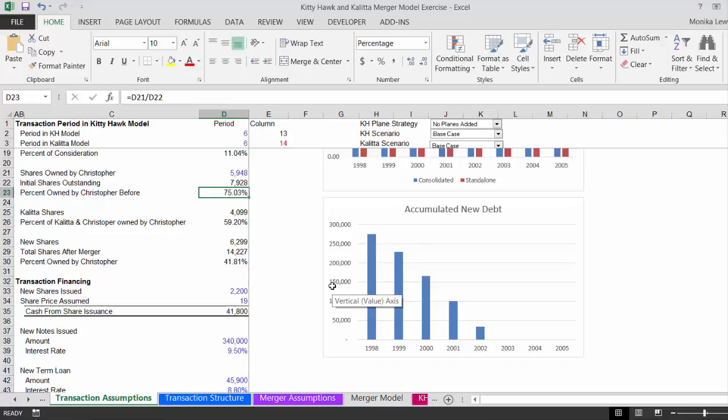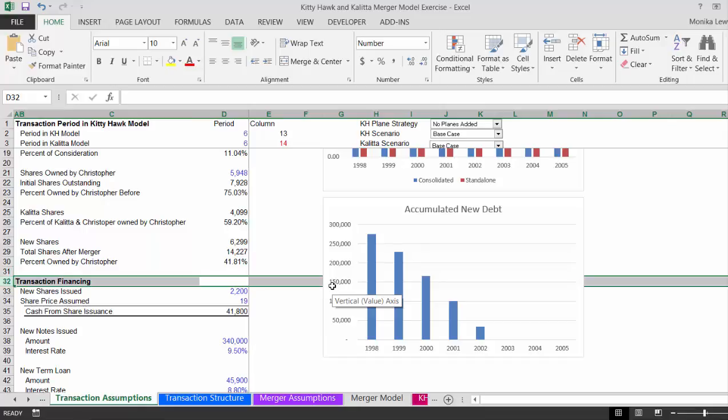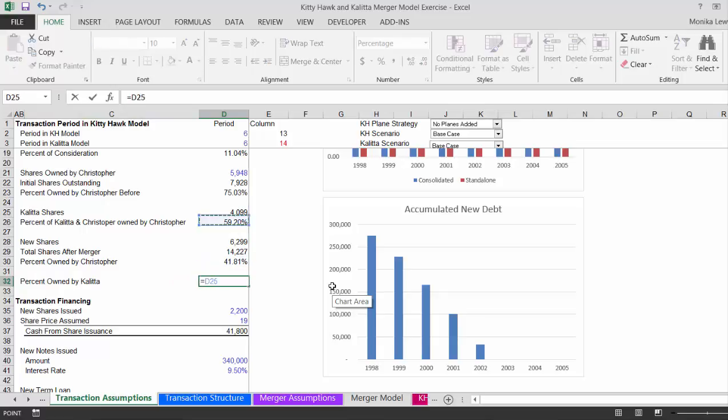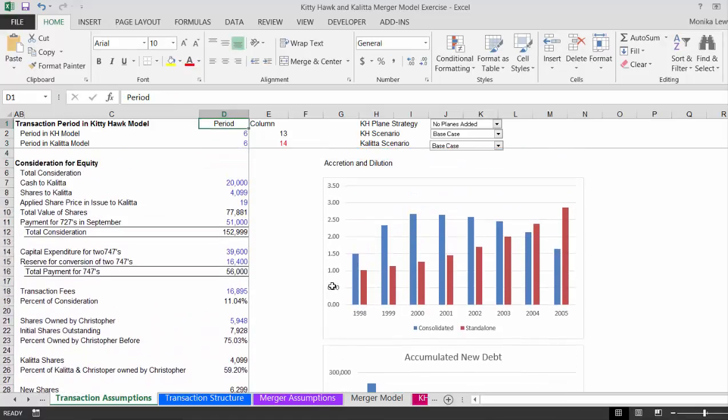So the first person originally owned 75%, and then he ended up owning 41%. Now we can put the percentage owned by Coletta. Okay, and then that would be Coletta shares divided by these shares. So giving him too many shares, there was a danger of you think you're buying his company and then he's just buying your company. So you want to give him some cash.